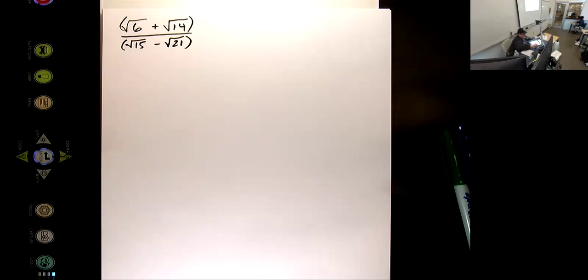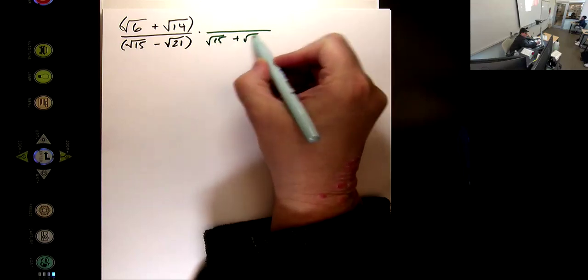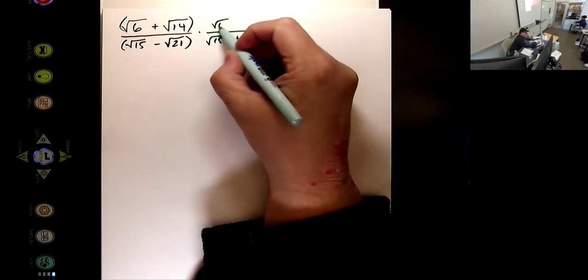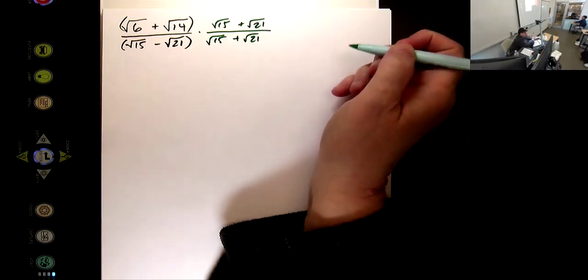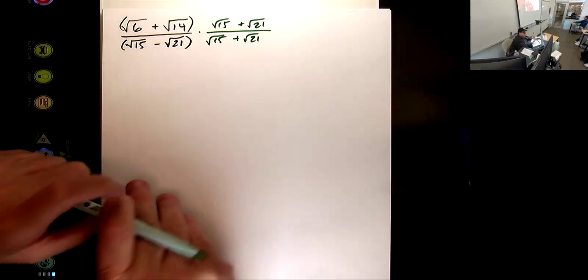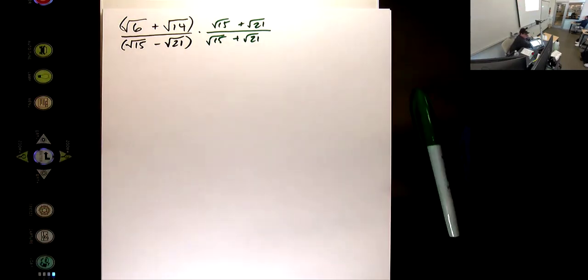Make sure everyone starts off the right way. Hopefully you all multiplied by square root of 15 plus square root of 21 on top and bottom. Some folks are still going, so I'm gonna stop. That was just to make sure everyone started correctly.